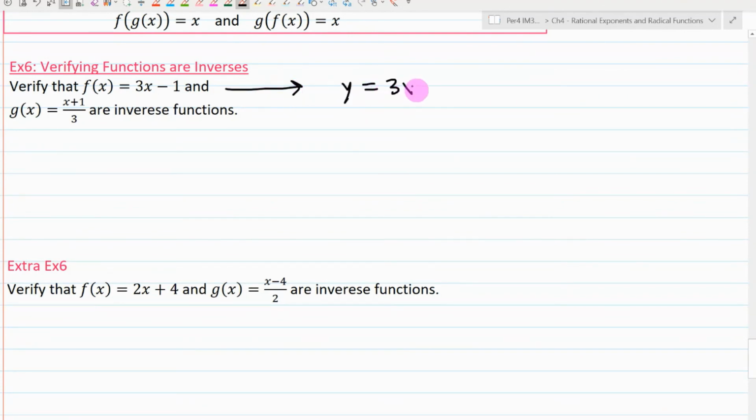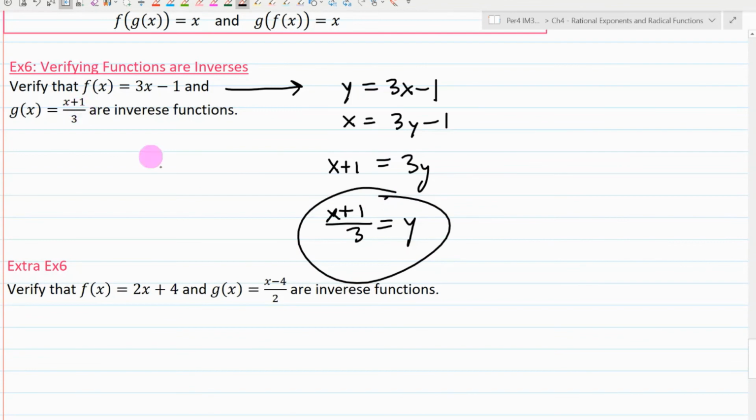So y is equal to 3x minus 1. Switch the x and the y. Add 1. And then divide by 3. Since that is that, then the answer is yes. So last problem, go ahead and try this one. Answer whether or not they're inverse functions. And then that's it for chapter 4 and section 4.6.